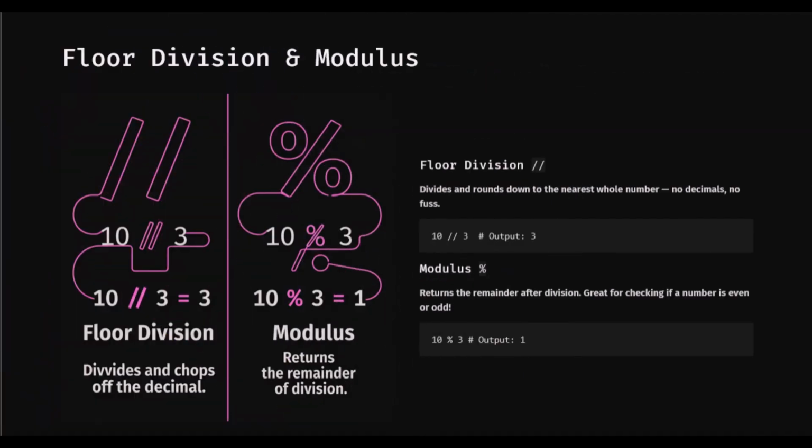Now let's dive into 2 very specific and useful tools, floor division and modulus. Floor division, which uses a double /, divides two numbers and then chops off the decimal entirely to round down to the nearest whole number.